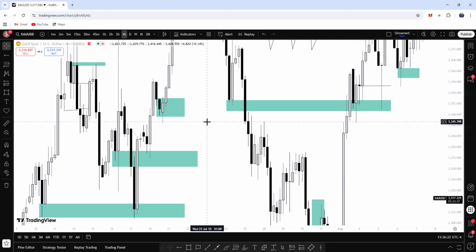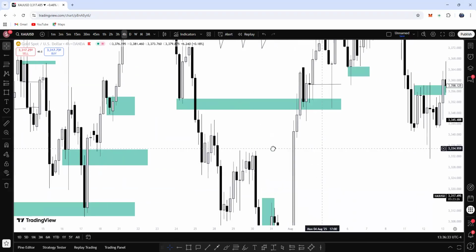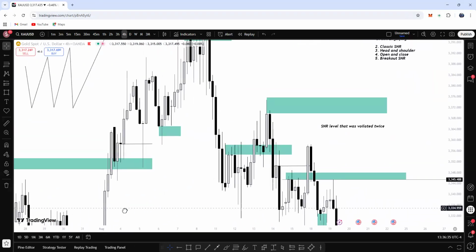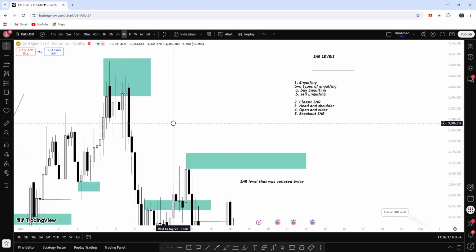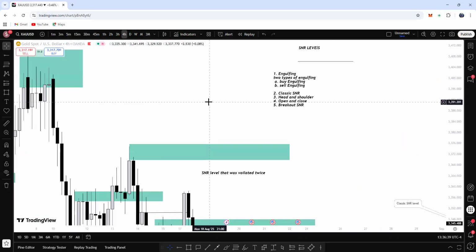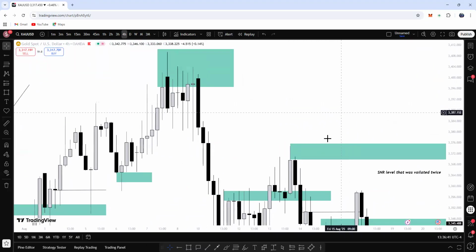So let's now talk about open and close. That one is so simple. Open and close SNR. When we're talking about that, we are talking about all this level here.